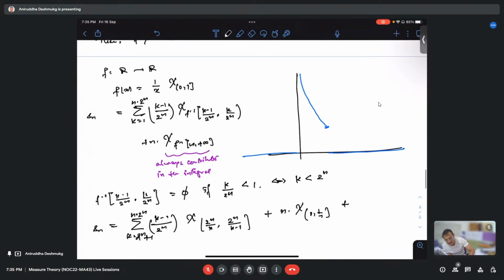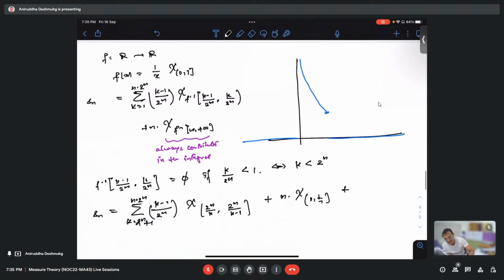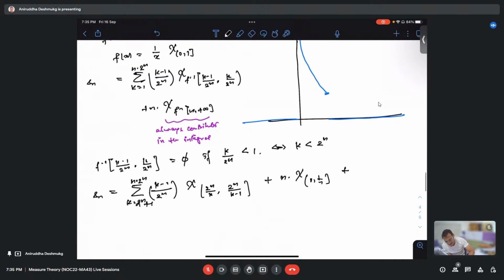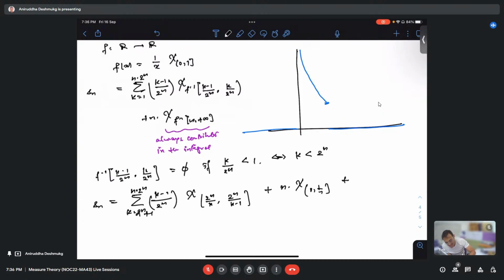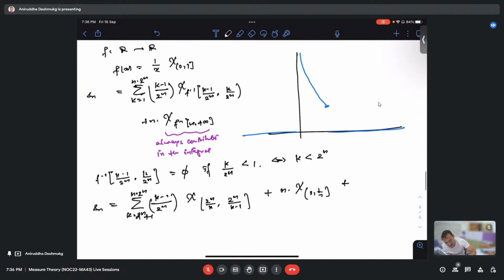Now I was just looking, out of mathematical curiosity, at what happens if I truncate it towards the right. So we have this Sn as the sum of k minus 1 by 2 to the power n, chi of 2 to the power n by k to 2 to the power n by k minus 1, plus n times chi of 0 to 1 by n. And there is one term of the singleton set when k is exactly equal to 2 to the power n, that is 2 to the power n minus 1 by this, into chi of singleton 1.